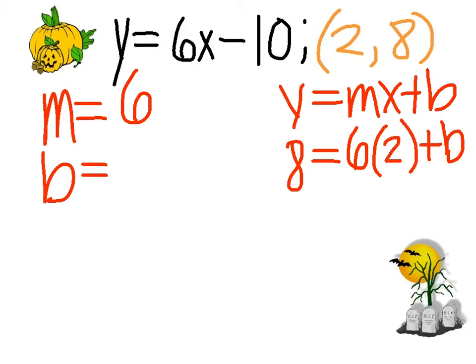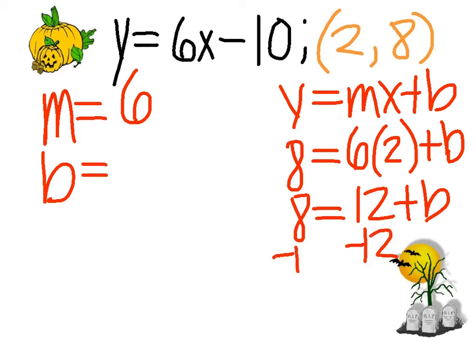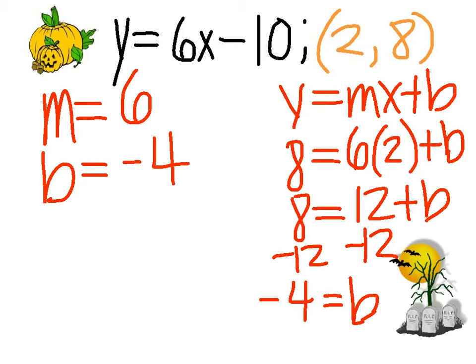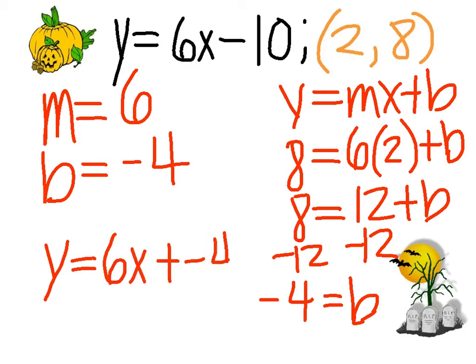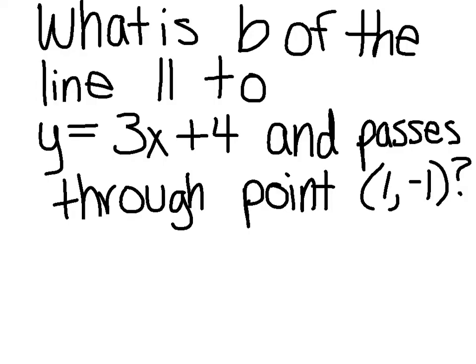Alright, what do I need to do next? 6 times 2 is 12. Good. Alright, subtracting 12 from both sides, what does that give us? -4. Alright, so what's our line going to look like? Right. Alright, good. Our y-intercept for this will be -4.